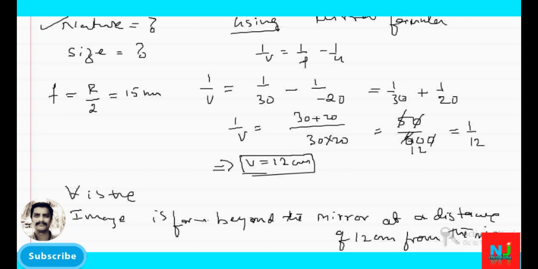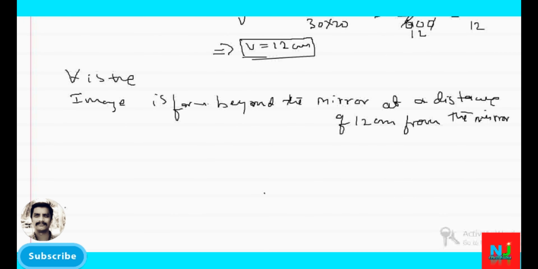So now we go for the size. How to find the size using the convex mirror? Remember, for a convex mirror.